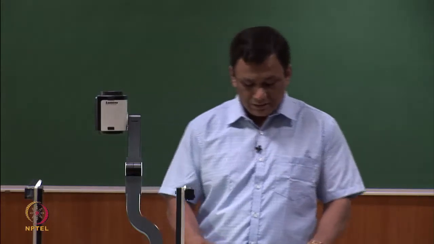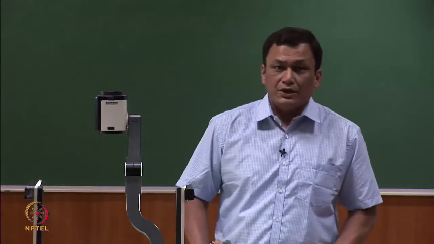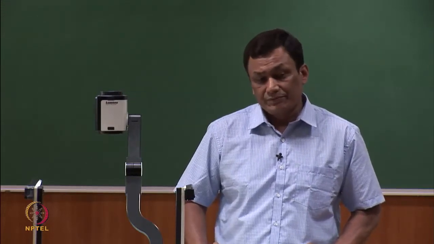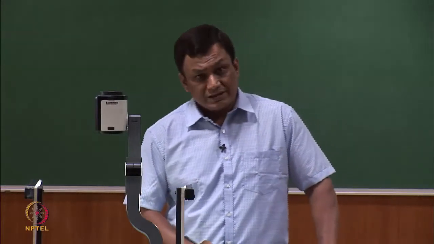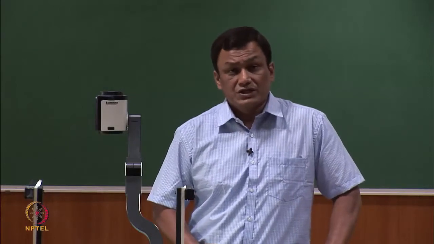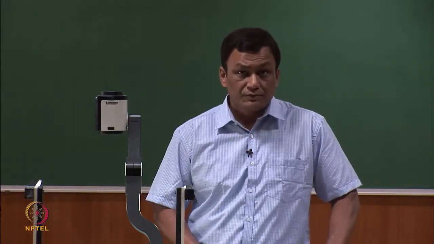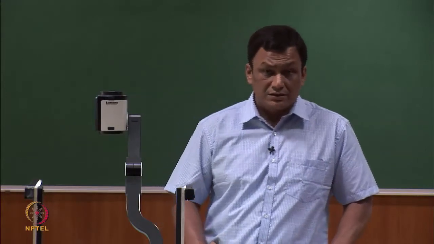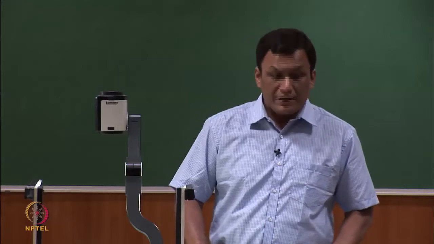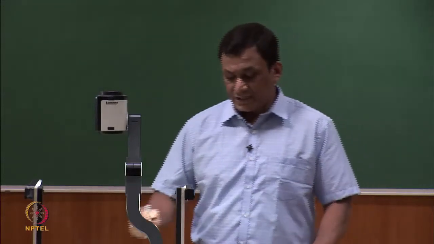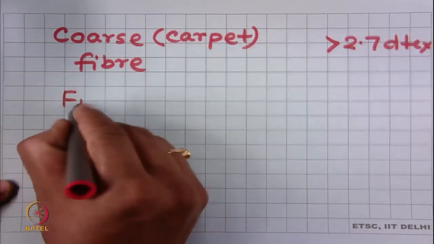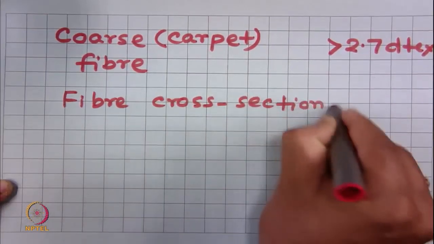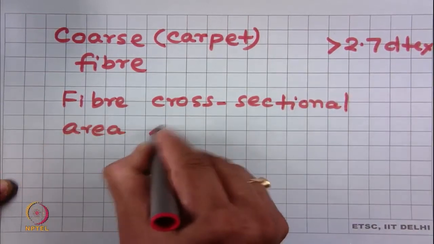Now, you have probably noticed that so far we talked about a typical fiber, we did not tell about the cross section of this fiber. We have never mentioned that the scheme of the fiber was considered to be cylindrical. So, it was a very general fiber. Now, this general fiber has a cross sectional area which we consider S.